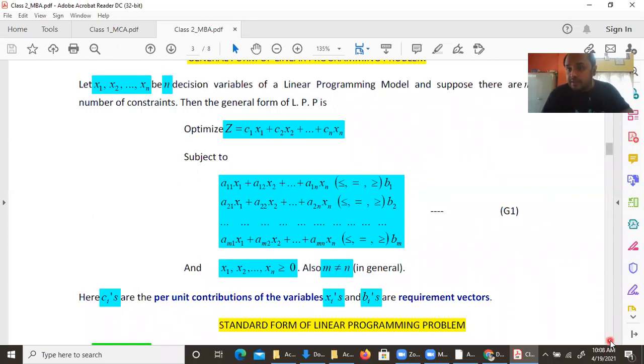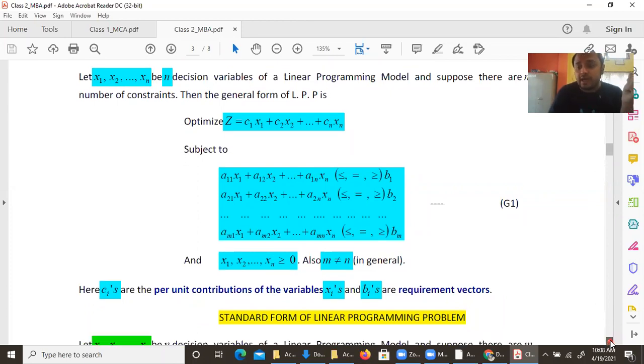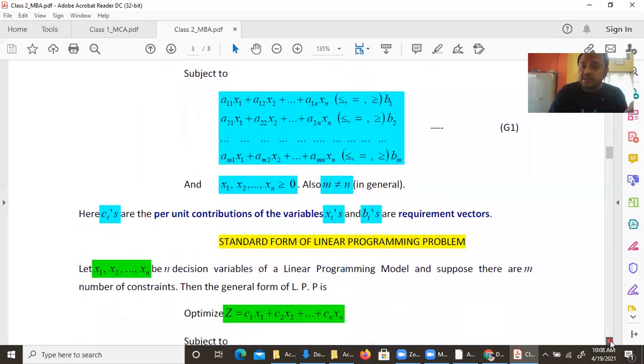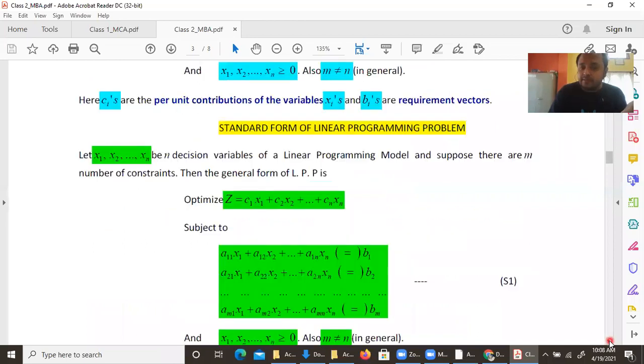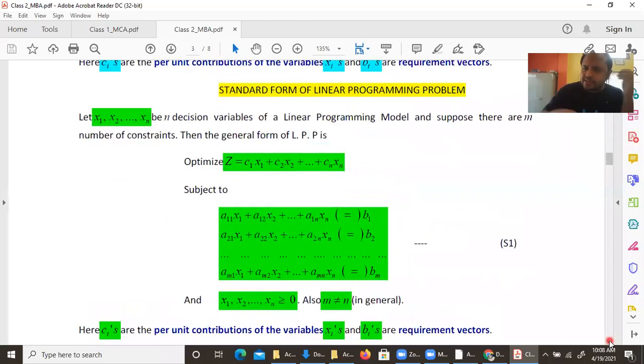If you ask me whether we can consider only the equality, or whether we can transform those inequalities into equalities, or what will happen if we transform those inequalities into equalities: everything will remain the same. Some methodologies are there by which that can be done. And if you get a system where only equalities are present, this sort of linear programming model is called the standard form of linear programming problem.